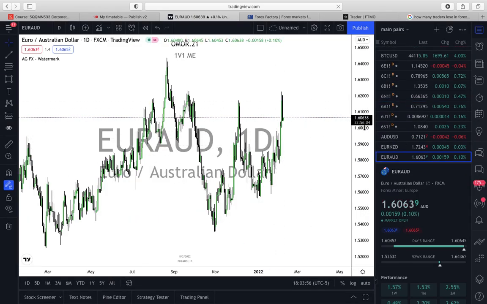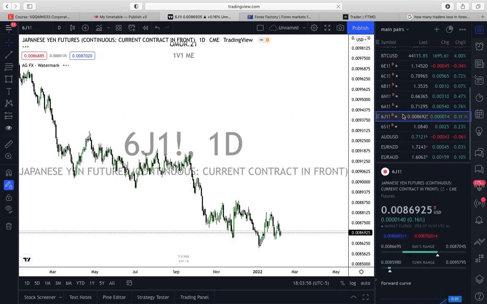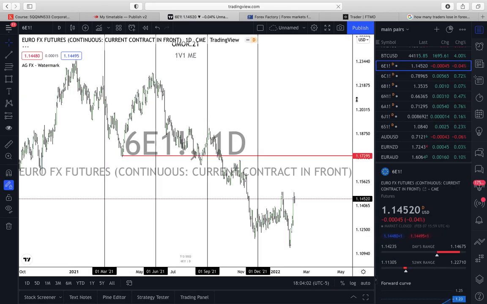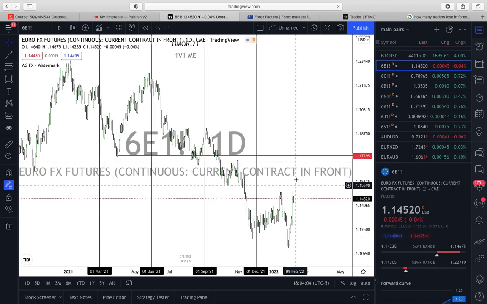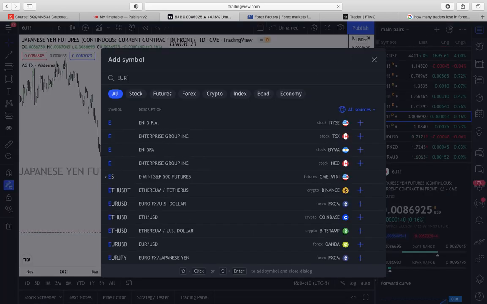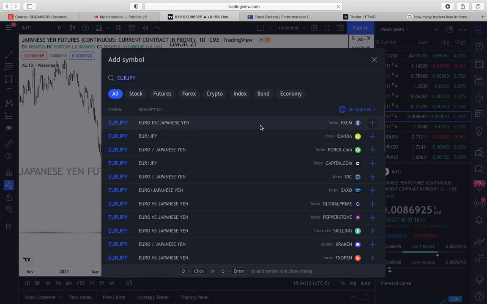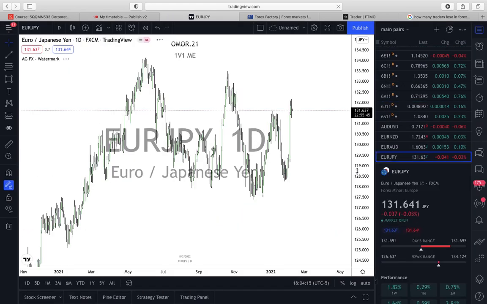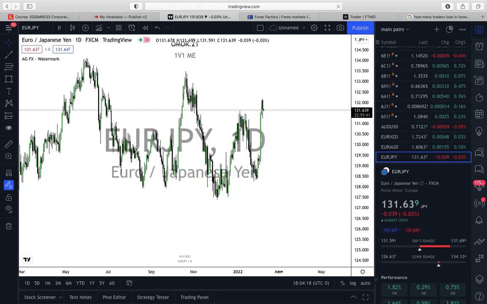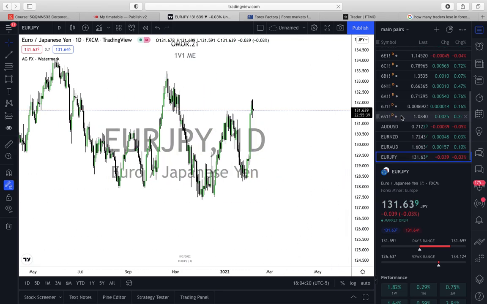Strong move up. Let's look at the Japanese yen. Overall, it's going down. This is starting to go up. So again, euro JPY. Up move. And I'm just doing this now. I haven't practiced this before, by the way.